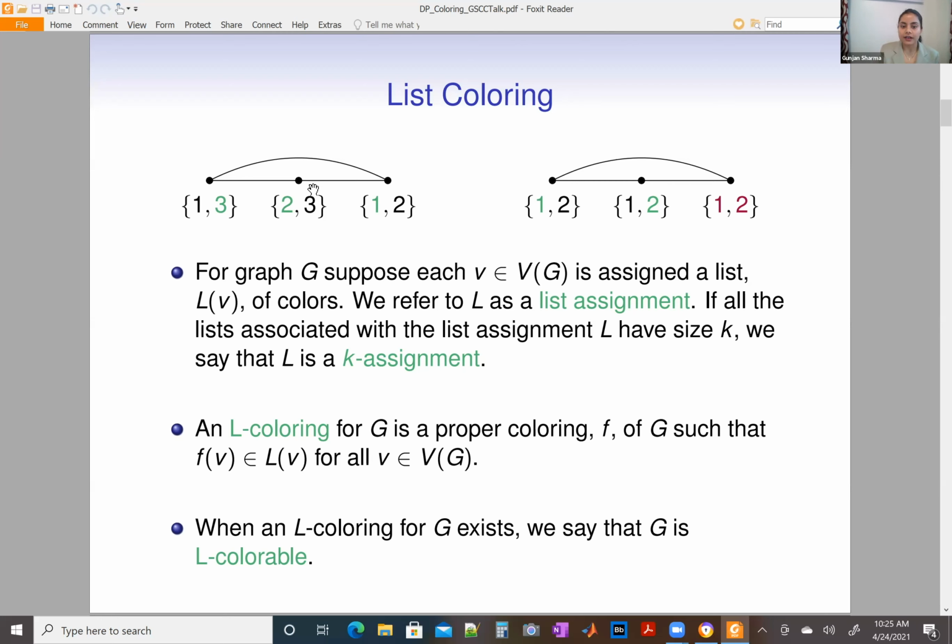If we can color the graph with this list assignment, then we say that G is L-colorable. If we call the list assignment I'm hovering my mouse over L1, and suppose this is L2, we can say that this copy of C3 is L1-colorable, but not L2-colorable.